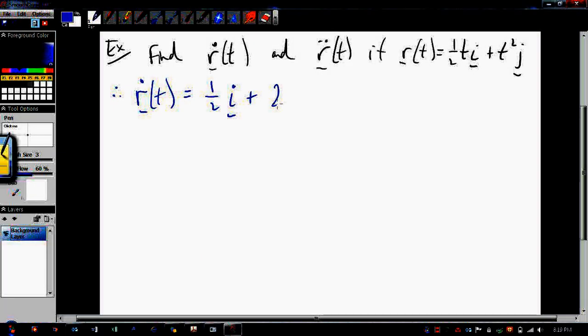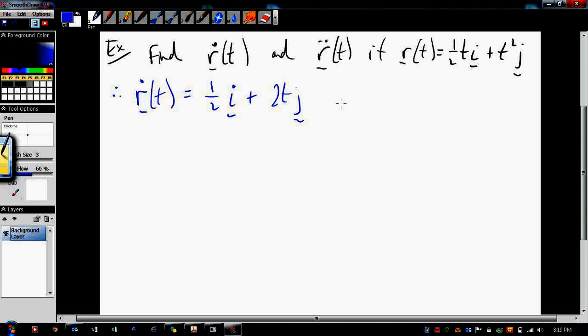The first derivative is equal to, we take the derivative of this first part. What's the derivative of half t with respect to t? That's just half. We're just taking the derivative of each of the components. Plus, what's the derivative of t squared with respect to t? It's 2t, and that's in the j direction. It's as simple as that. There's your r dot of t. Remember, this gives you the velocity with respect to time. So the velocity is constant in the i direction, but it's increasing in the j direction.